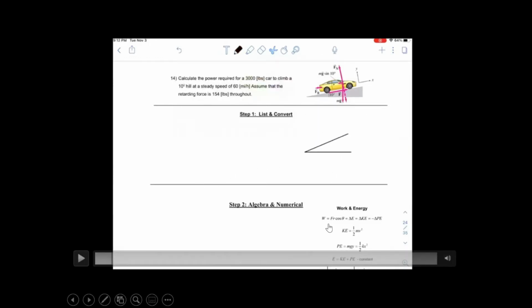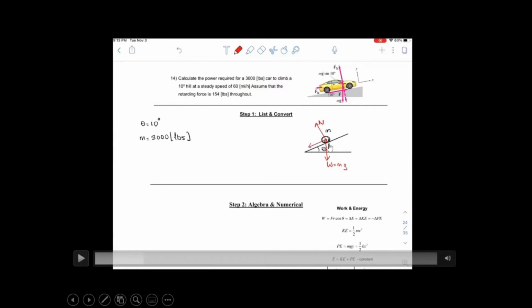I will just redraw this. I'm just going to get the center of mass. The hill is set to 10 degrees with respect to the horizontal. It's got mass, so that's just a 3,000-pound car, just like the previous one. It's got weight in the downward direction, so it's sitting on a surface. So I'm doing my force diagram. It's got the normal force going in there.